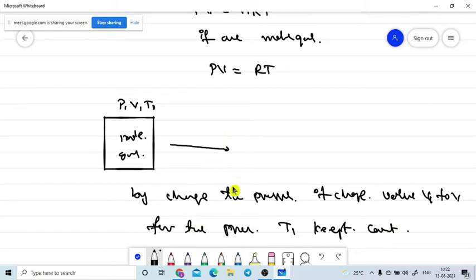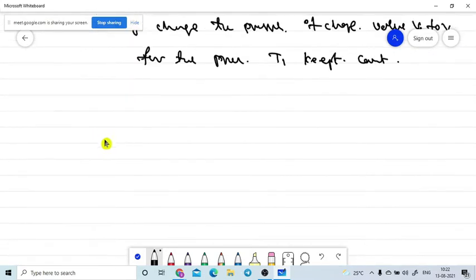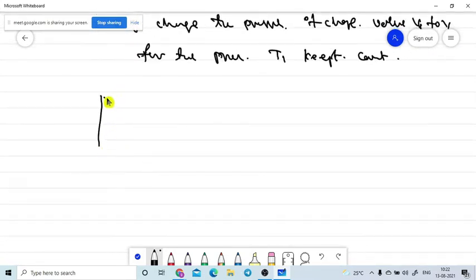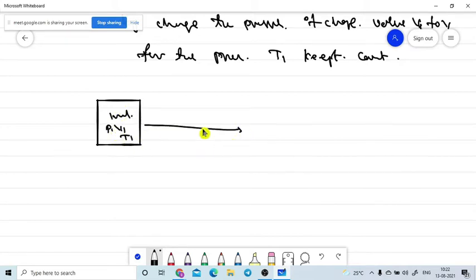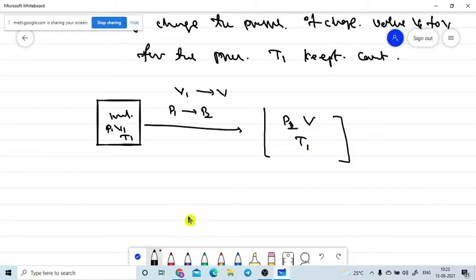Then I can draw the diagram for this one. In the initial condition, I have taken 1 mole of gas at pressure P1, volume V1 and temperature T1. I changed the pressure from P1 to P2, and the volume changed from V1 to V. The temperature remains T1. So in this process the temperature is constant.